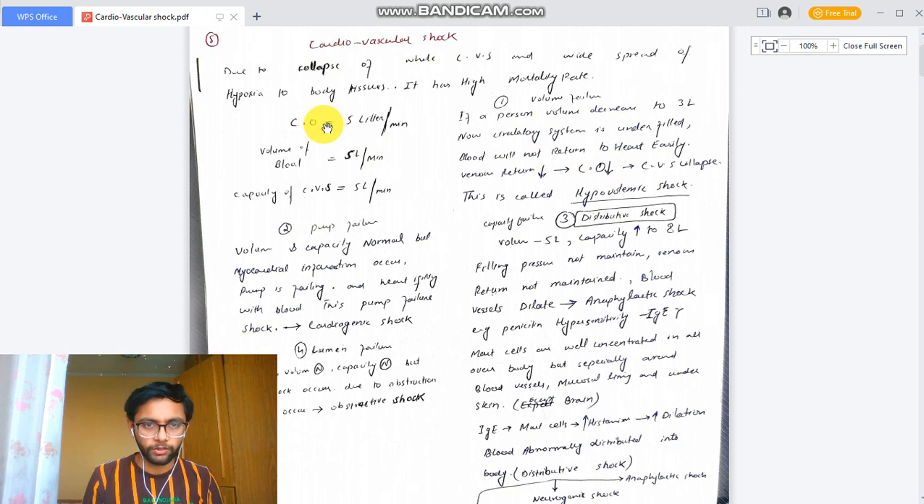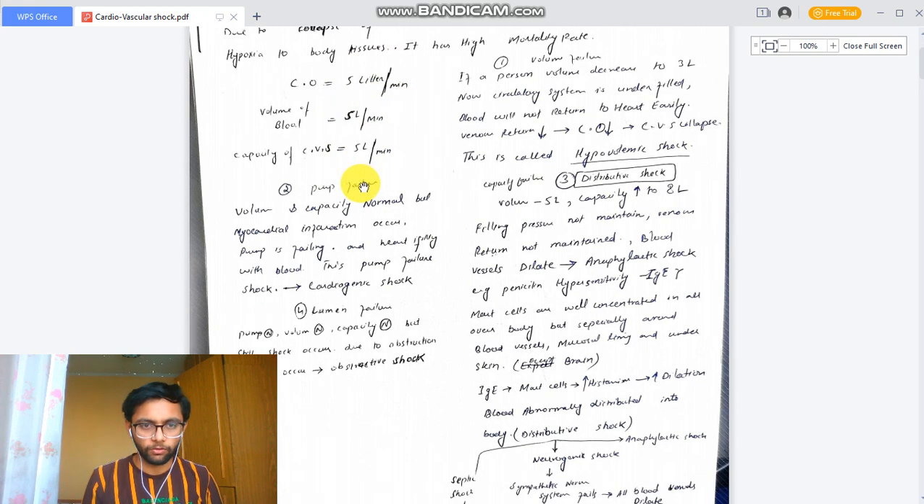We know that cardiac output in 1 minute is 5 liters, the volume of blood is 5 liters, and the capacity of the cardiac system is 5 liters. So more than 5 liters or less than 5 liters will be pathological signs for the cardiovascular system, which cause cardiovascular shock. The second is pump failure.